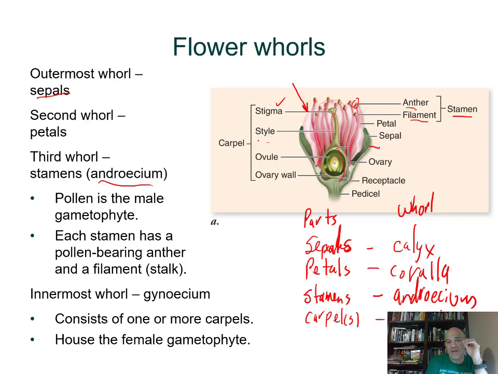The stalk would be called the style. And then the bottom widened area is the ovary. So those are the parts of the carpel. And the carpel or carpels combined is called the gynoecium.